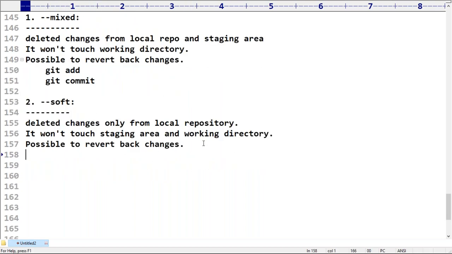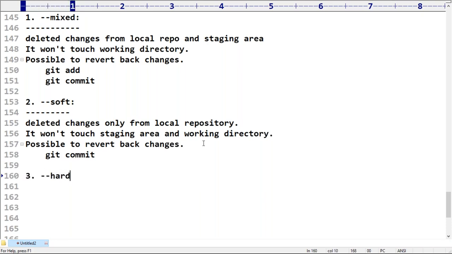So if you want to revert back here, which command is required? Please confirm. I forgot. If you want to revert changes, which command do we require? Git commit. That's all, because the changes are already there in the staging area. That's why just git commit itself is enough.